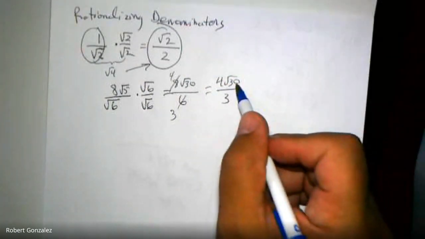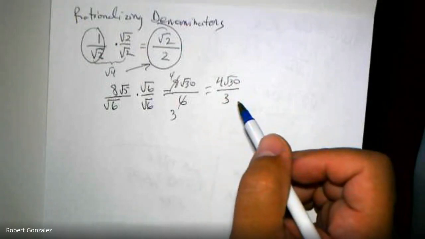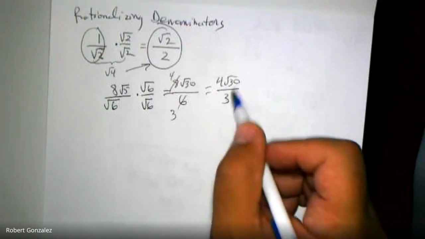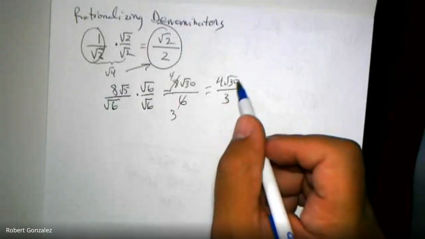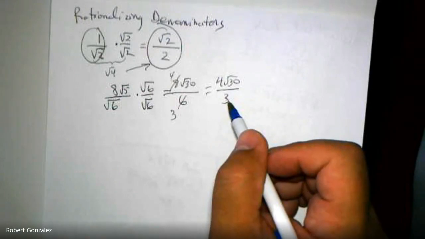Can I reduce the 30 and the 3? The answer is no. 30 is under a radical, 3 is not. Therefore, you cannot interact with them, if you will.